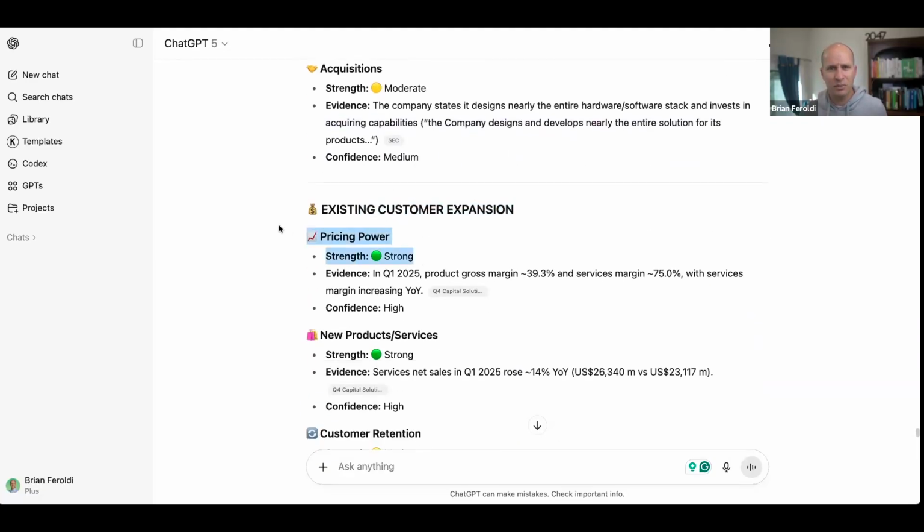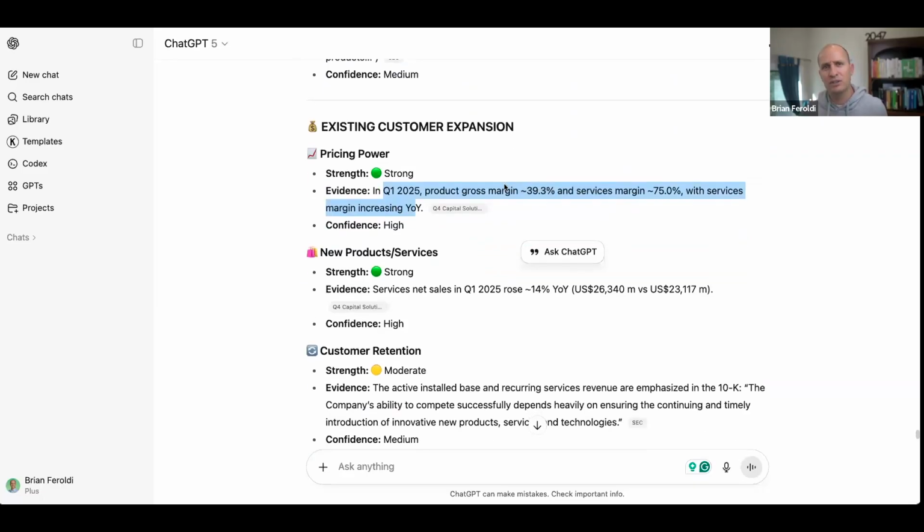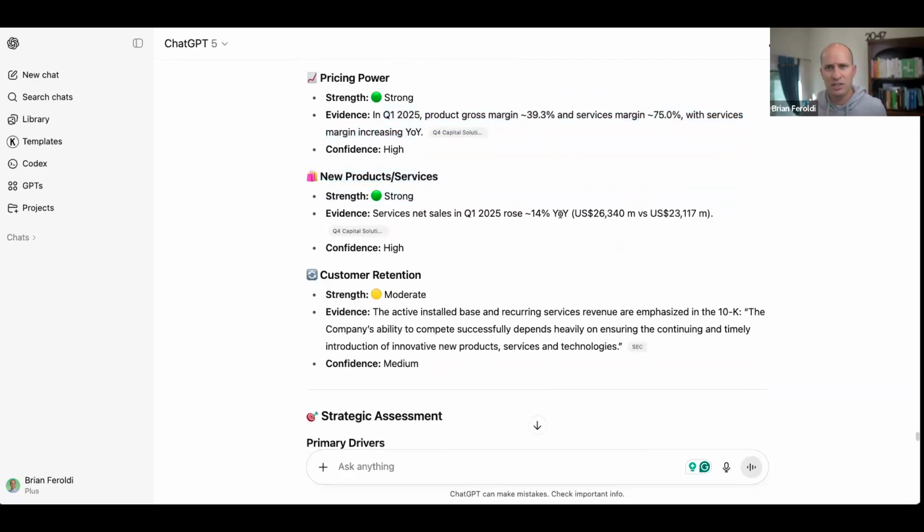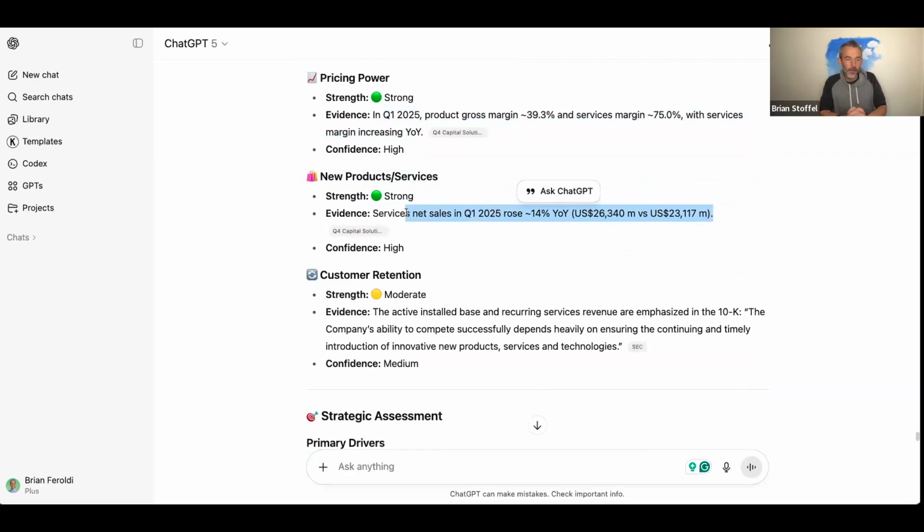Existing customer expansion, pricing power, yes. This is a growth avenue for the company, is to raise prices. New products and services, yes. I mean, that's been like the thing, right, for over a decade now, right? Are they going to come out with a car? Are they going to come out with glasses? So far, it's been mixed results.